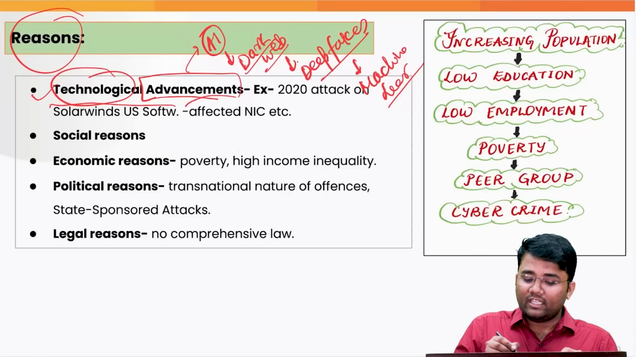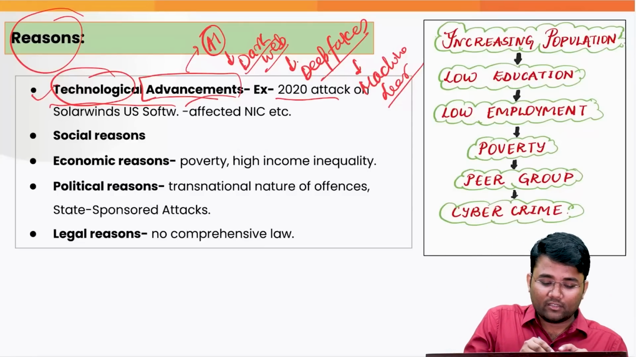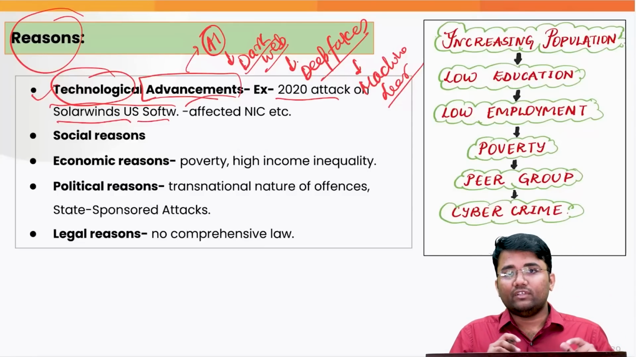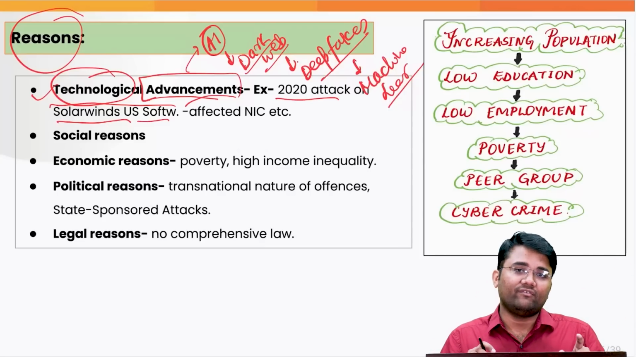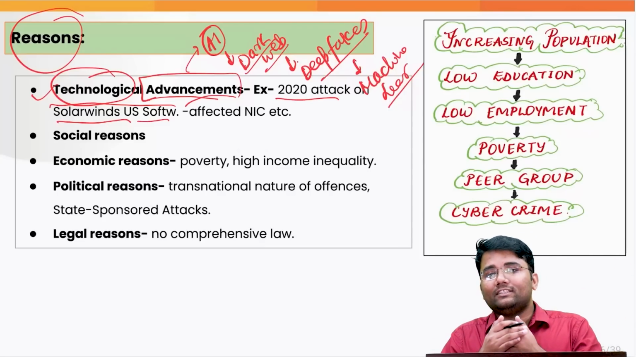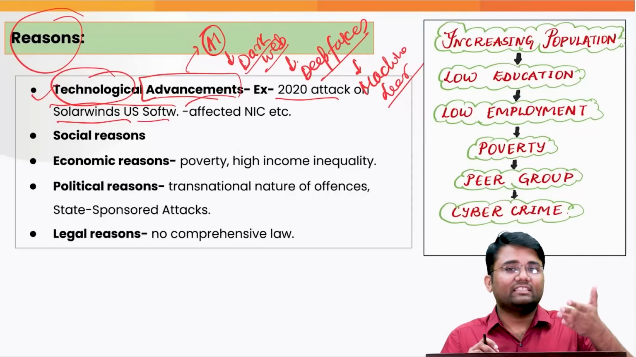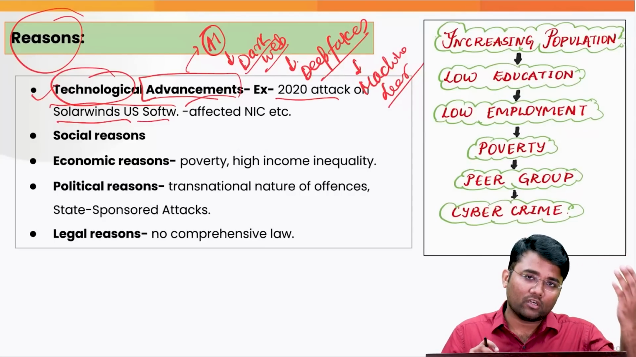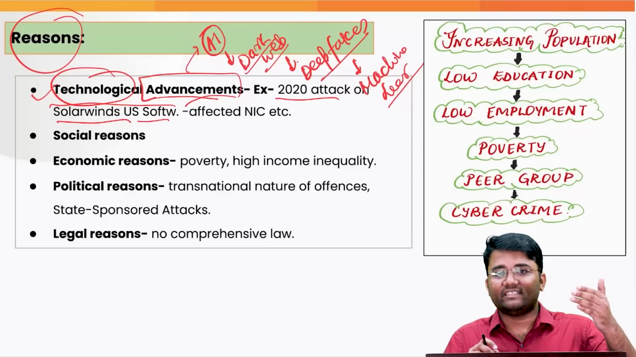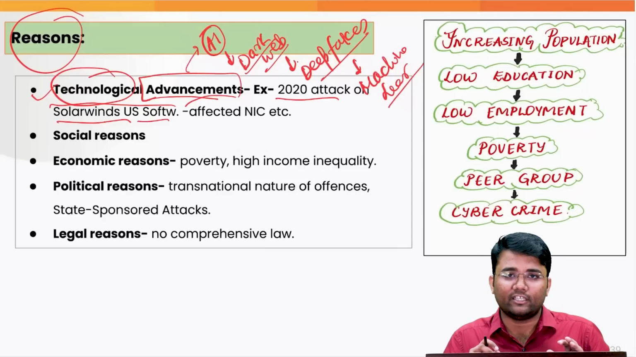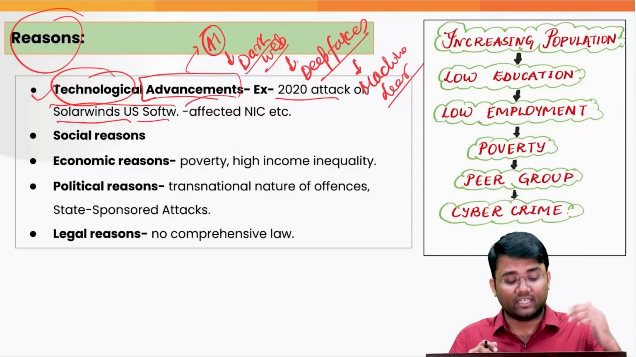In 2020, there was an attack on SolarWinds, a US software company, which also affected the NIC, because NIC is one of the clients of SolarWinds. So due to technological advancement as well as our over dependence on foreign companies, and the lesser technological advancement that we have witnessed, this over dependence is further creating various issues related to cyber crimes as well as cyber attacks. It makes us much more prone to those attacks.